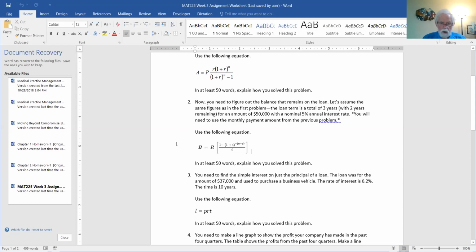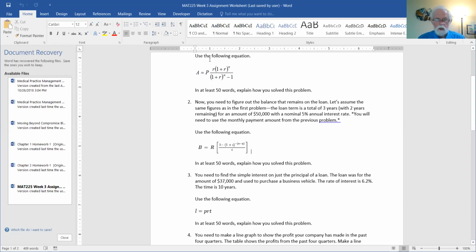Again, we have the payment, and 5%. So again, we do that. N here, remember, is 36 because it's a 3-year loan. X is the number of payments we've made at the end of the first year, which is going to be 12. So we have a different exponent. So we multiply this out.